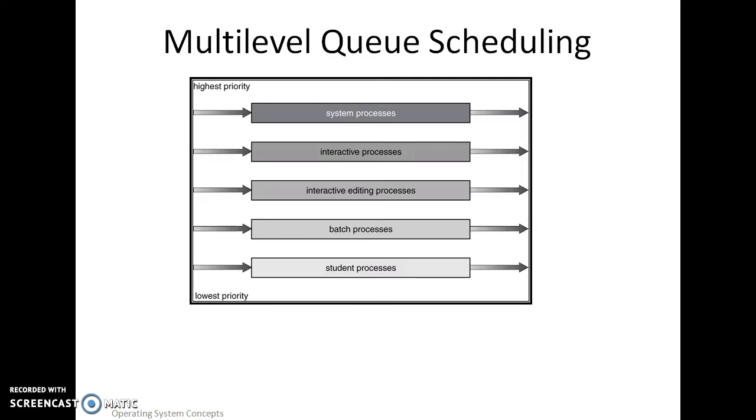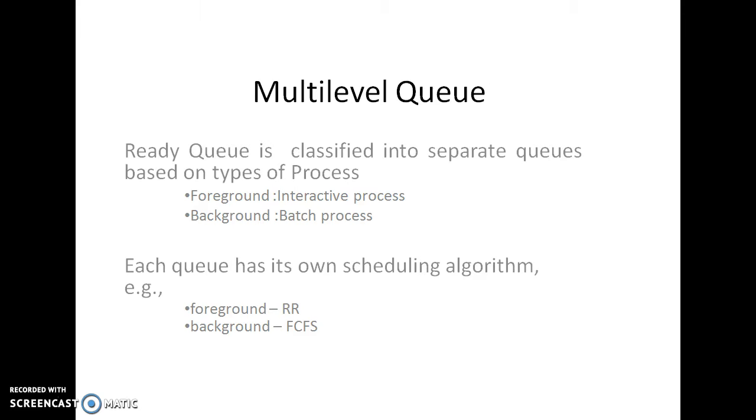You can see here we have different types of process in the multi-level scheduling: a system process, interactive editing process, batch process, and student process. These can be roughly categorized into two categories, foreground process and background process. System process and interactive editing process can be grouped into foreground process, and batch process and student process fall into background process.